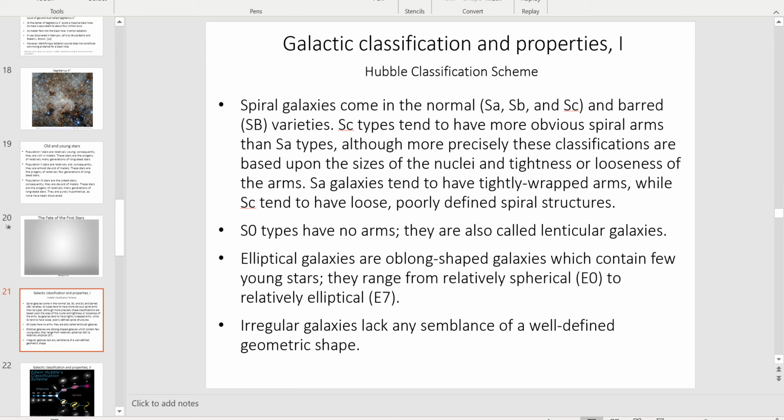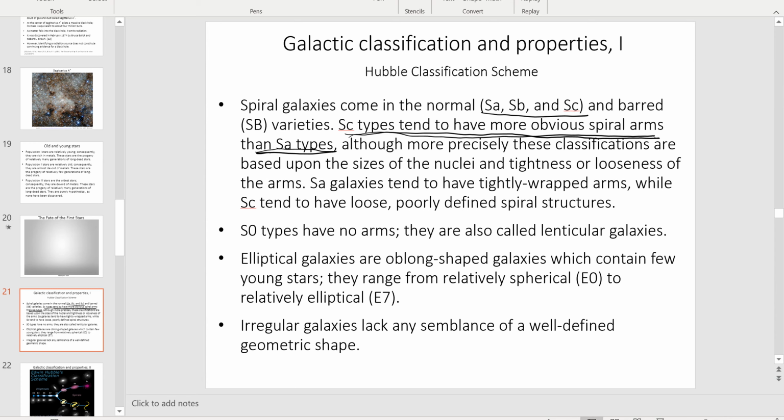And these three types of galaxies, practically speaking, refer to how many obvious spiral arms a galaxy has. In practice, SC galaxies tend to have more obvious spiral arms than SA types. A classic SA galaxy would have 2 very clear spiral arms. Classic SC galaxies would have many spiral arms, although the spiral arm structure tends to be very loose, so sometimes it's hard to count how many arms an SC galaxy has.